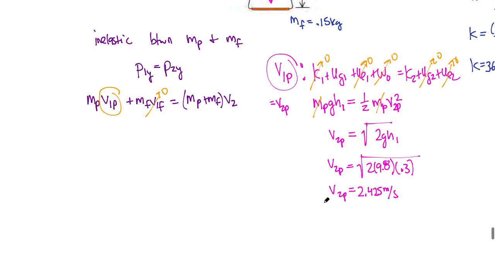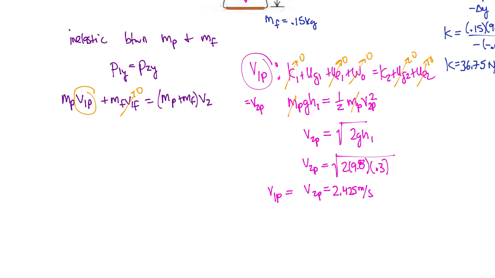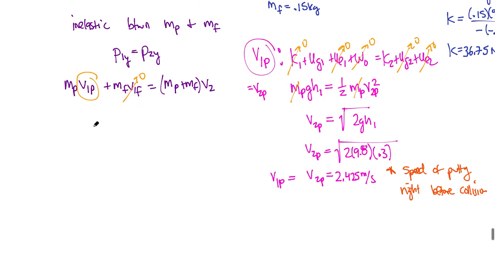So now I can take this in as V1 in the second part. So this is the speed. I guess I'll go ahead and use a different color. So this is the speed of putty right before the collision. So we can take that and plug it in over here. So we're going to be looking for V2 because we want to know the speed that they start to move when the spring begins to stretch.